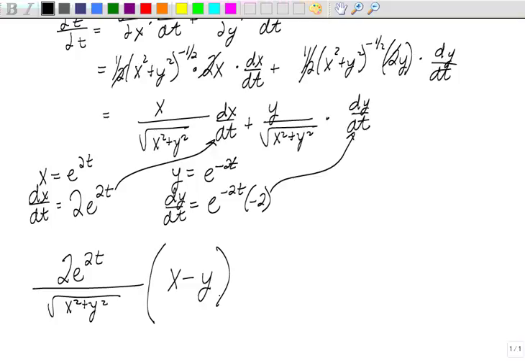We can't factor out an e to the 2t. Okay, I'm sorry. Because y is e to the minus 2t. So, well, we could, but it'll be a little more complicated. Let's just leave it like this. That's better.